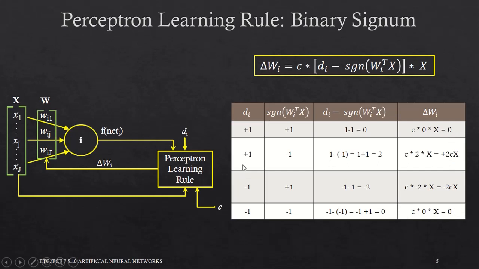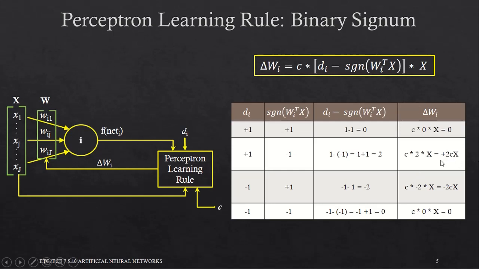Now consider this case where the desired output is +1 and the neural output is -1. The neural response needs to increase. It needs to go from -1 to +1. According to the correction that we obtain, it makes sense that it is equal to +2cx. We add a fraction of the pattern to the weight vector.